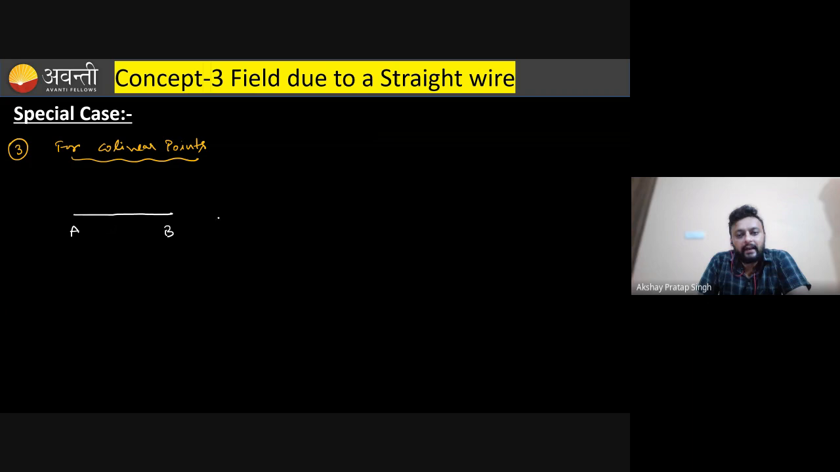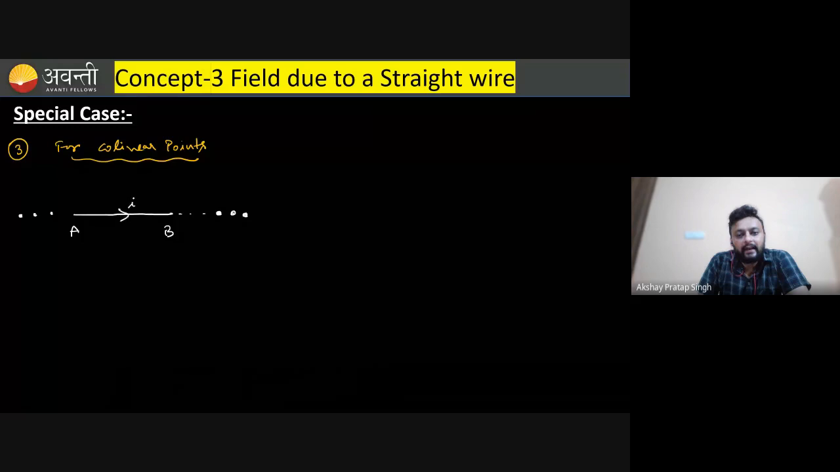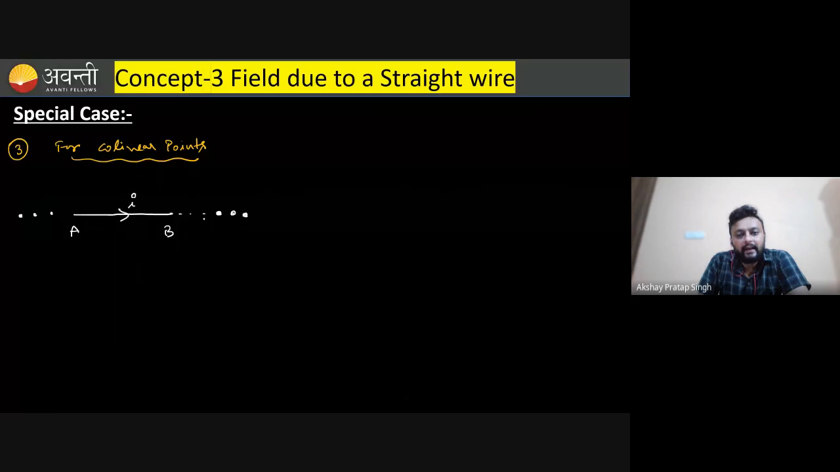And if this is a straight wire, any point on this line, like this point P, these are the collinear points. Similarly, these are the points. This is the current carrying wire which has current I. So for these collinear points, the magnetic field is zero. This is another punchline. That means for collinear points, the magnetic field is zero. Clear?